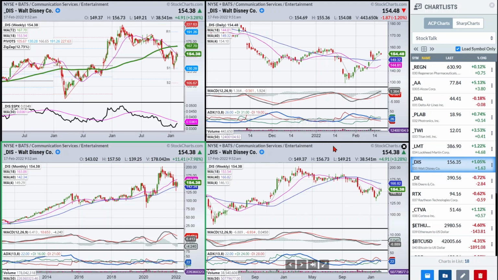The problem I've got is all the resistance overhead. Really starting right around here, 155, working up to 160. I think it's just going to be a big struggle. It's going to be very difficult to see this stock get up and going again with that 18-month kind of rolling over on top of it. So I would not be in any big hurry unless you want to trade inside of a trading range or something like that. I just don't see this doing anything significant right now.